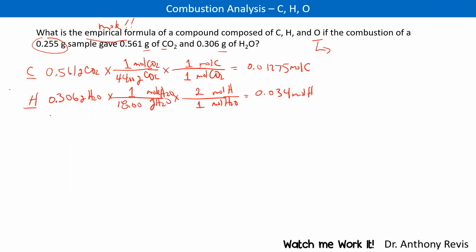So to determine the mass of carbon, we would take the moles of carbon. This is going to be carbon again here. Take the moles of carbon times moles carbon to grams of carbon. And this is 12.0 grams for every 1 mole of carbon. And this is going to give us the grams of carbon, which equals 0.153 grams of carbon.